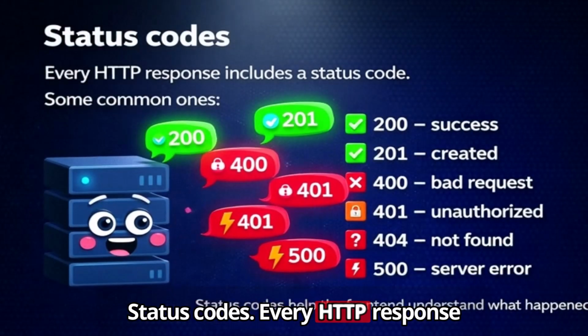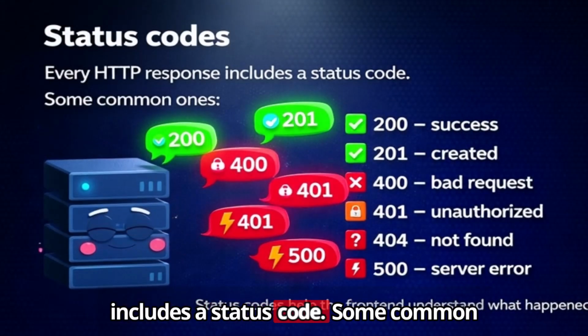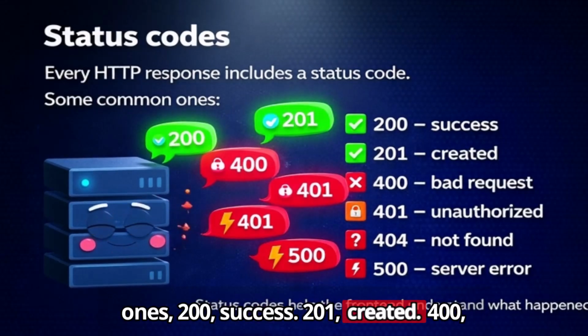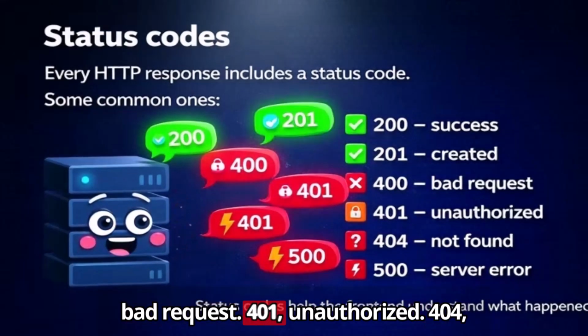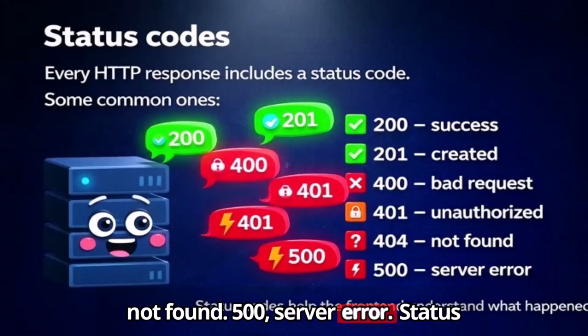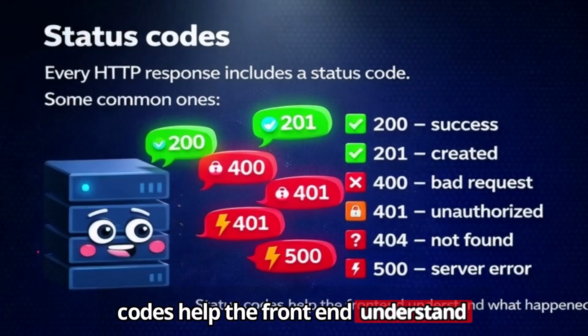Status codes. Every HTTP response includes a status code. Some common ones: 200, success; 201, created; 400, bad request; 401, unauthorized; 404, not found; 500, server error. Status codes help the front end understand what happened.